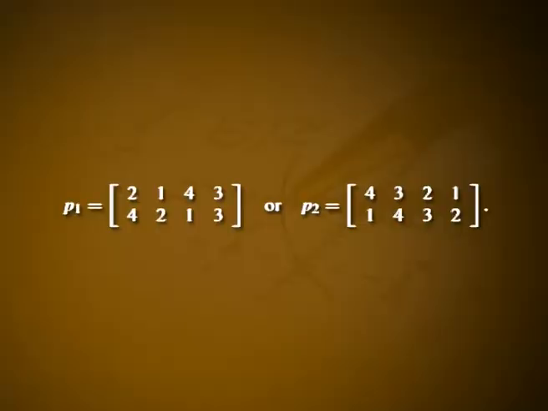In the same way, we can define more bijections like this. Note that the order in which the elements of S are listed in the first row is immaterial. What is important is that below each element is its image under the appropriate bijection. Thus, we could equally well write P1 is equal to 2, 1, 4, 3 mapped onto 4, 2, 1, 3 respectively, or P2 is equal to 4, 3, 2, 1 mapped onto 1, 4, 3, 2 respectively.